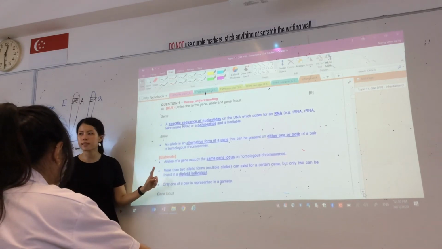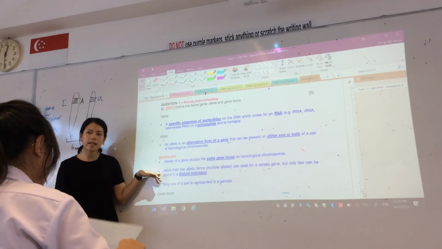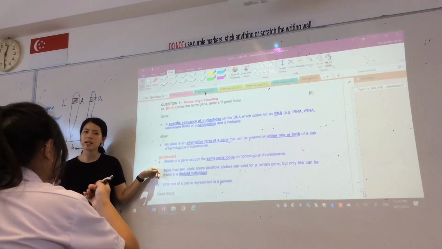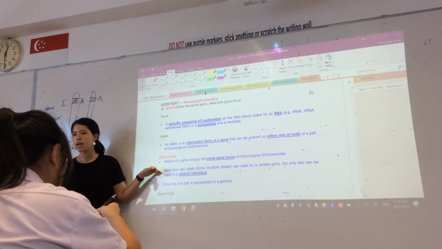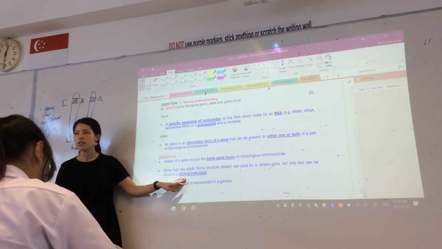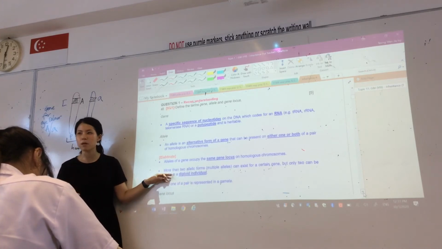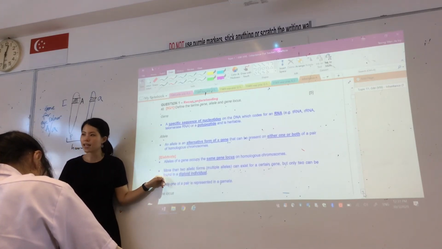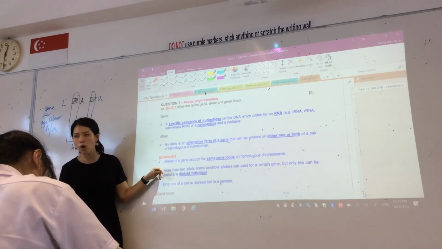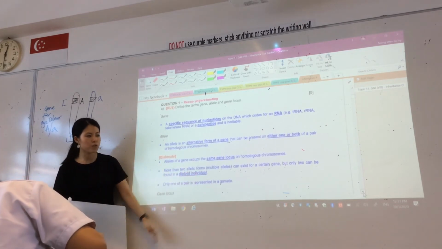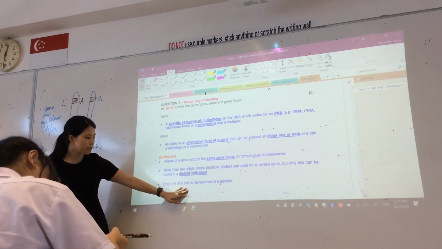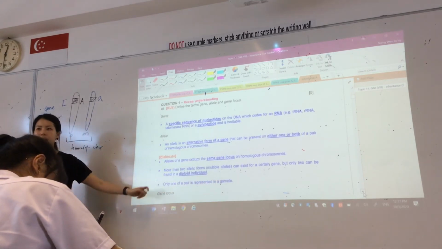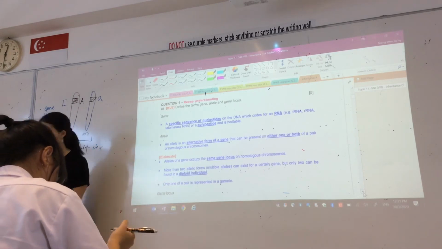Other than that, what is this point talking about? You can have multiple alleles, like blood type. You can have IA, IB, and IO. You can have many types of alleles in the human population. But in a diploid individual, in your cells, you can only have a maximum of 2 alleles. So you're either IAIA or IAIO. You get what I mean? You cannot have 3 alleles. A diploid individual can only have 2 alleles even if there are multiple allelic forms. And of course, only one of each pair is represented in the gamete due to the law of segregation.